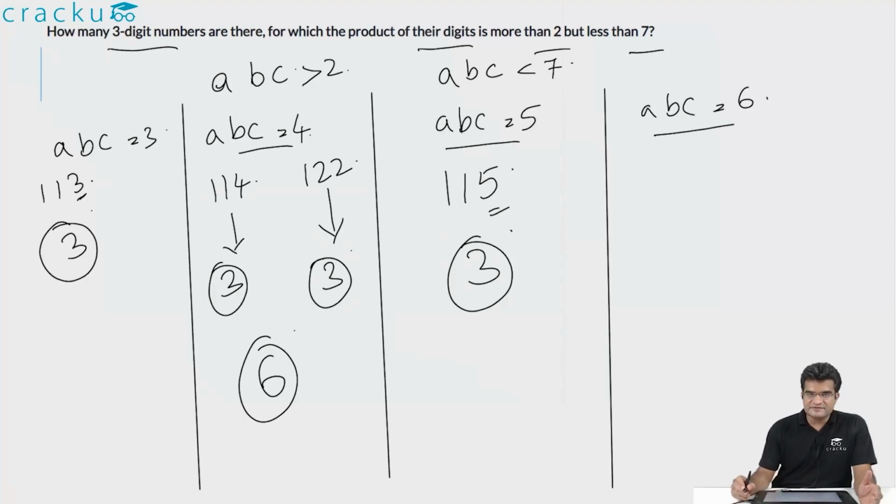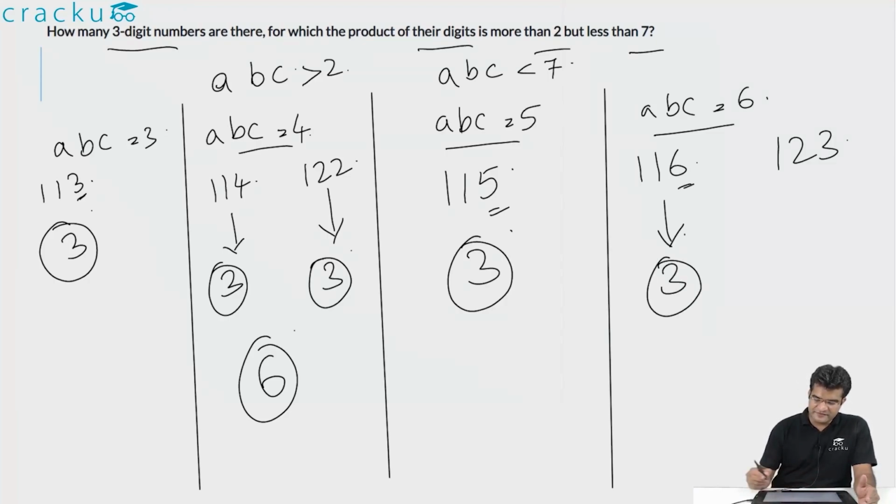In the final case where the product is equal to 6, we have two cases. Either the three numbers are 1, 1, 6 in some order, or they are 1, 2 and 3 in some order. 1, 1 and 6, the number of three digit numbers which can be formed using 1, 1 and 6 is equal to 3, depending on where 6 is.